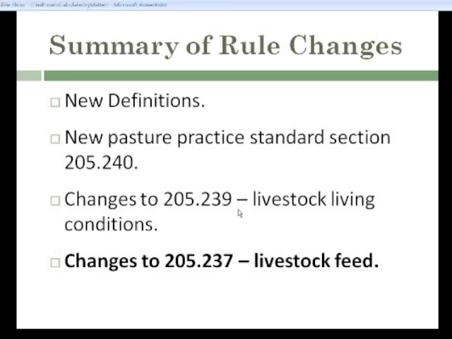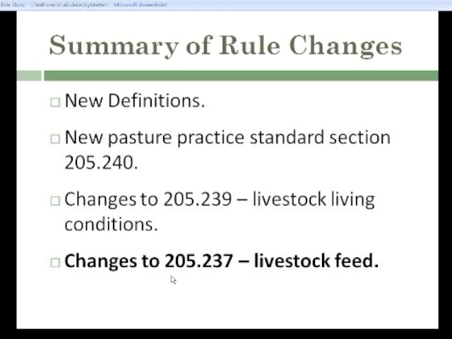And then 205-239 is the livestock living conditions section. And there have been some changes to this section, and in particular, one of the things I'll refer to today but won't have time to talk about is the exemptions. Those are the groups of animals that do not need to meet the pasture rule. These are animals such as your calves from 0 to 6 months of age that don't need to meet the rule. So that's another important section for you to read in the rule and understand.